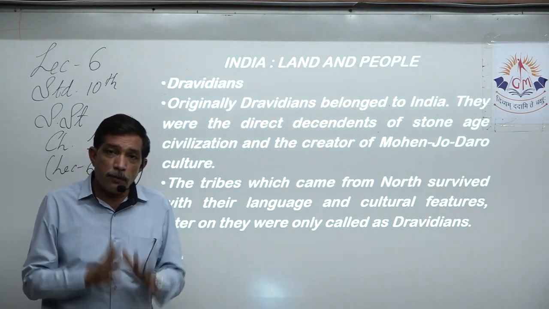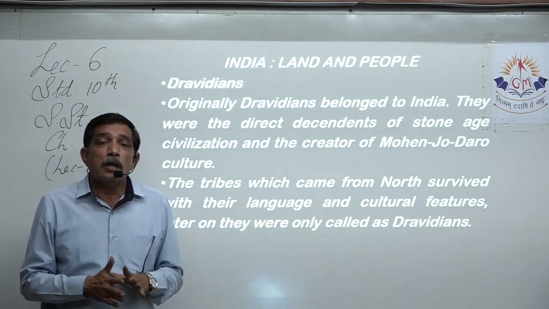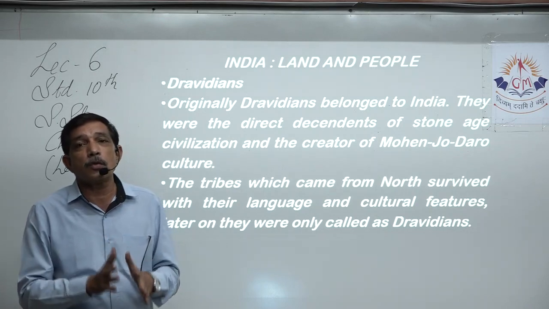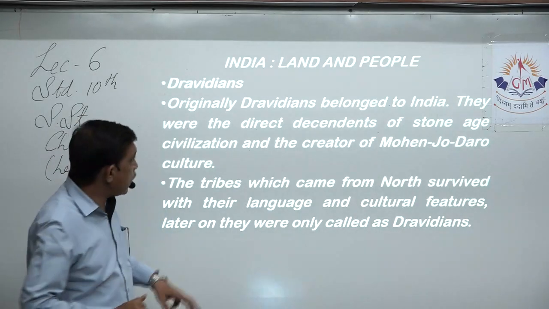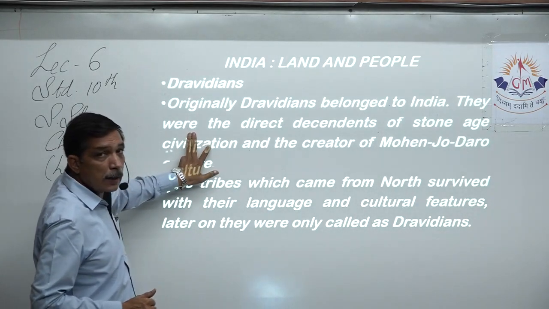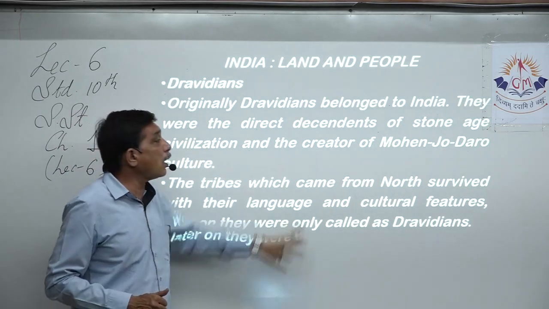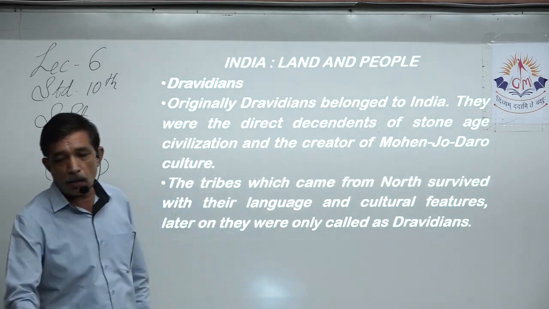They were found over here, they existed as primitive men, they existed during the Stone Age, and they were also found during the Indus Valley civilization. So they were called the direct descendants of the Stone Age civilization, and they were the creators of the Mohenjo-Daro culture.